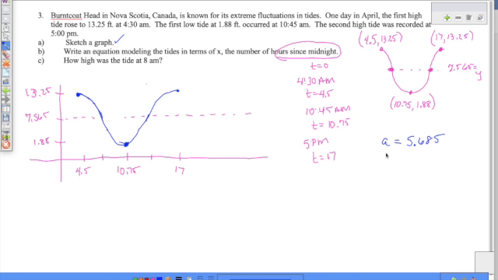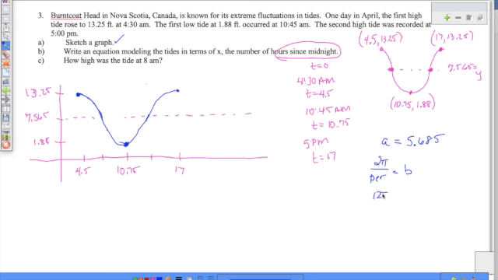All right. And now I have to find my b value. So 2 pi over the period is equal to b. So the period is the amount of time it takes for one full wave. So that's what, 12.5 hours, right? 17 minus 4.5. That's the amount of time it takes for one full wave. Because remember, time is your x.